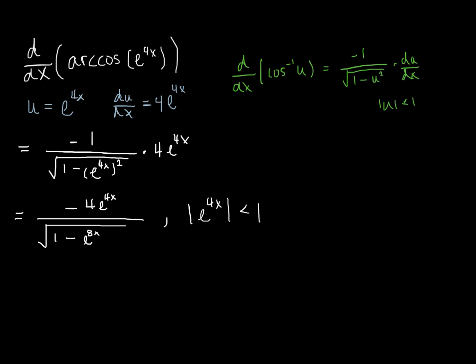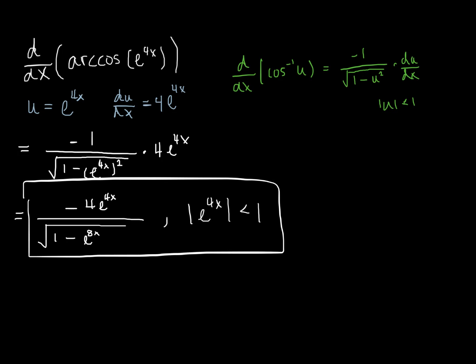And what I encourage you to do is actually think about what that means about what x has to be. Take a look at the graph of e to the 4x and see what x would have to be to keep the absolute value of it less than 1. I'll let you think about that there. This will make more sense when we're doing this for real-world problems, because you'll have to put some constraints on the input where you can actually find the slope. There'll be places where you can't actually find the slope. So this is the derivative of the inverse cosine of e to the 4x.